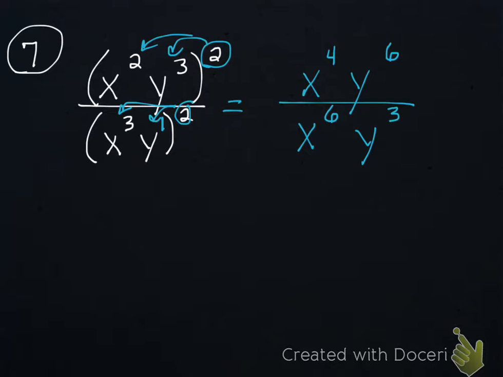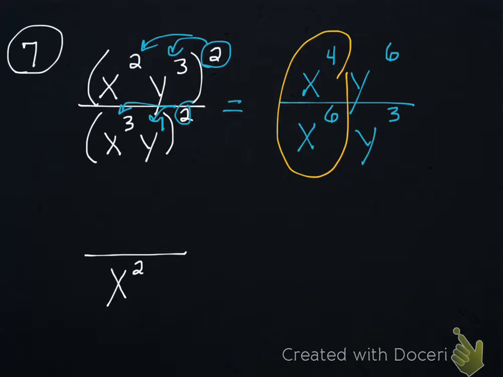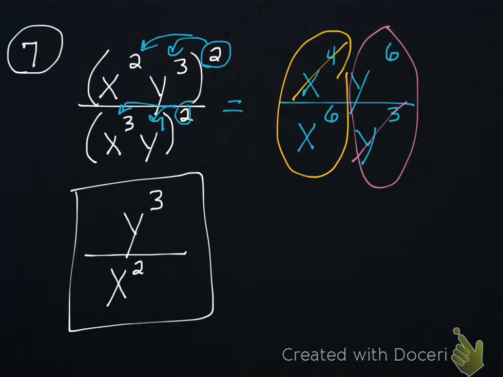Now we can go through and simplify. The first variable, x. Okay, I have 4 on top, 6 on the bottom. 6 wins tug of war because he has 2 more people. So it's an x squared. Now look at the y's. I have 6 on top, 3 on the bottom. So top's going to win because he has 3 more people. So it would be a y cubed in the numerator.